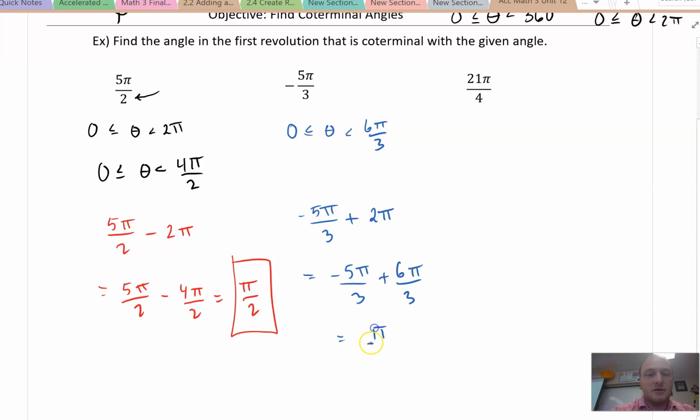So this is pi thirds. All right. Okay, next one. Now, again, I have 21 pi over 4, so I want my theta to be between 0 and 2 pi, which in this case is going to be 8 pi over 4, right? I just did that conversion.